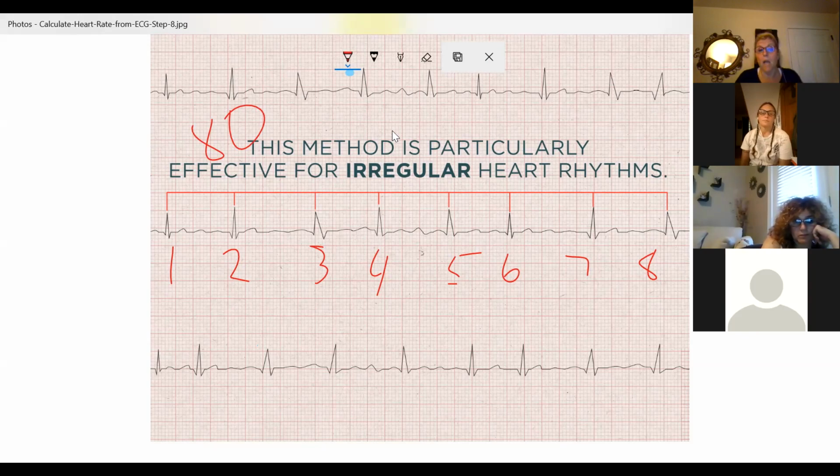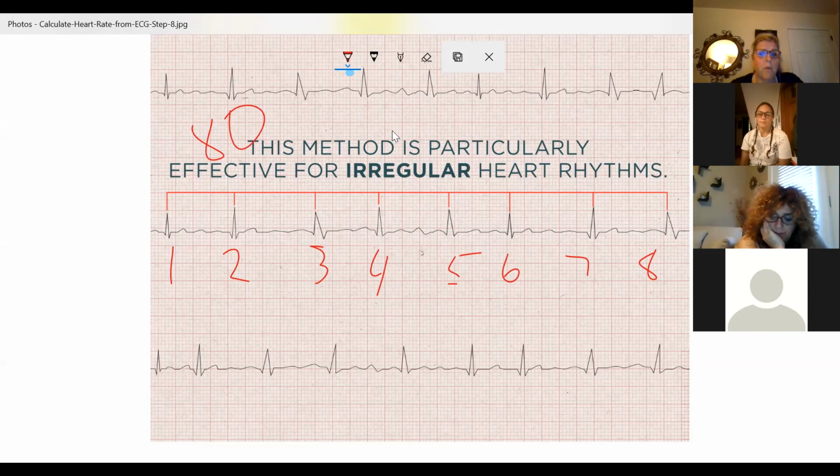So we know already our first thing: the rate is 80. Is it irregular or regular? Irregular. Okay. Now what else do we look for? What's our next thing on our list? Presence or absence of P wave? P wave. Okay.